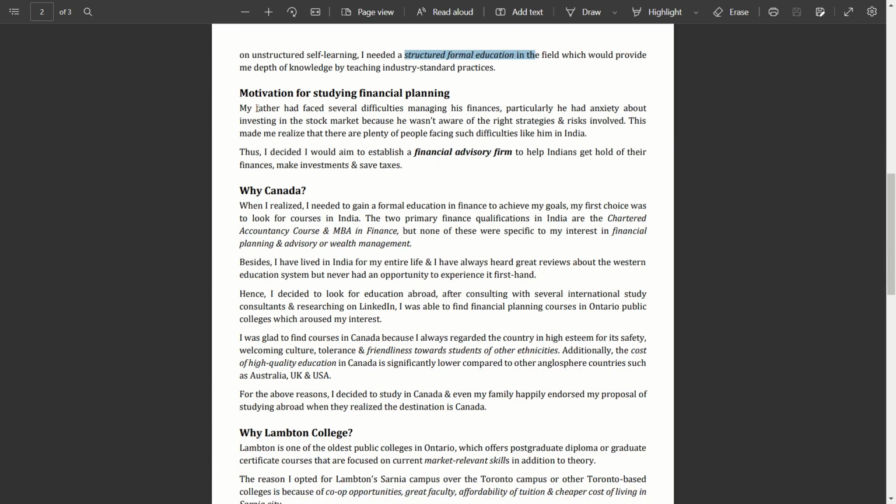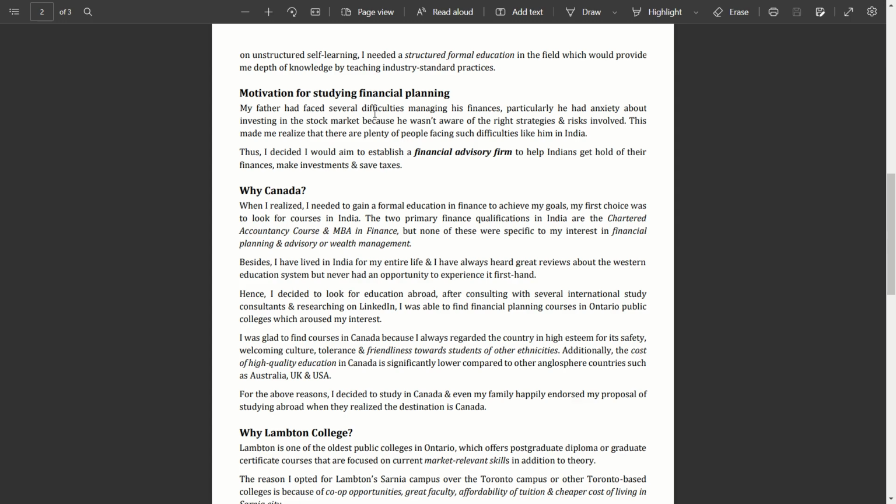Next is my motivation for studying the financial planning program. This is where I get to the core part of my SOP. I have put an emotional point over here to connect it with my family. I have said that my father faces difficulties in managing his finances. You can also put your uncle or brother, but you can say your father because he's from an older generation. He's not exposed to the stock market and all. So that is a good thing to say, and that kind of builds an emotional argument.